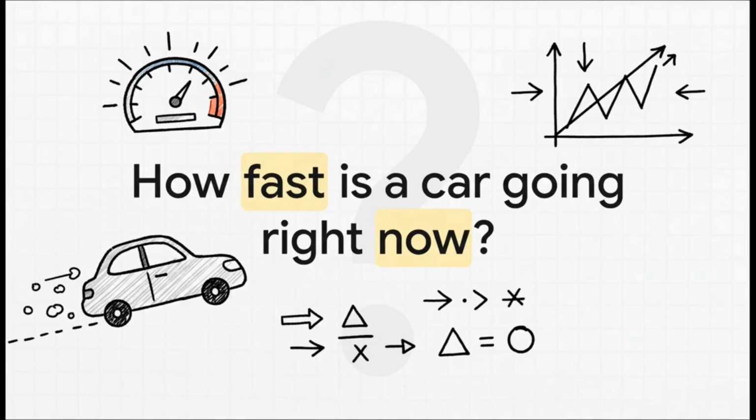How fast is a car going right now? Figuring out its average speed is easy, right? It's just the total distance divided by the total time. But what about the exact speed on your speedometer at this very second? That's an instantaneous rate of change, and solving that little puzzle is exactly what calculus is all about.